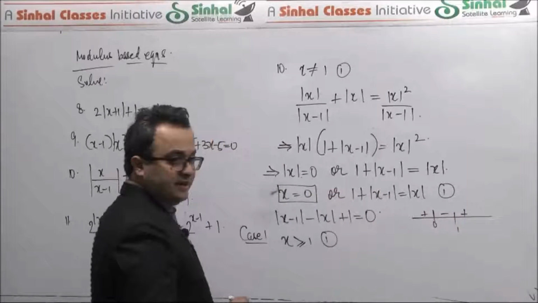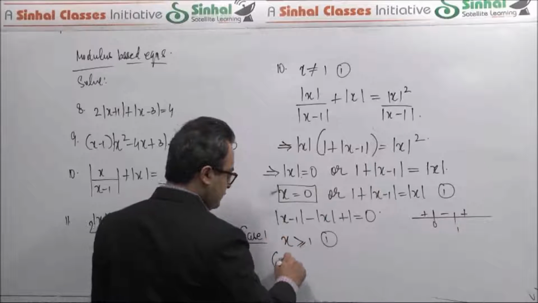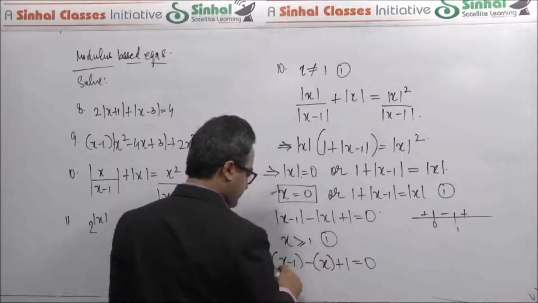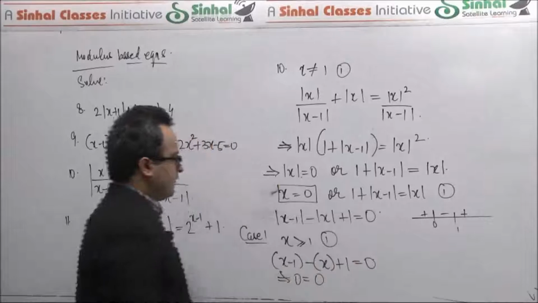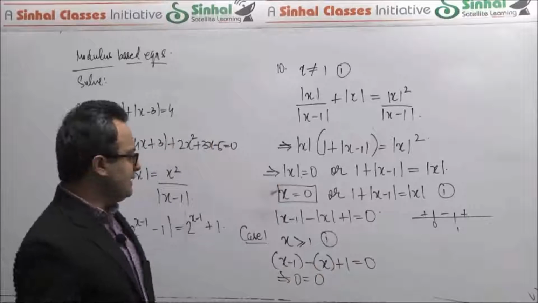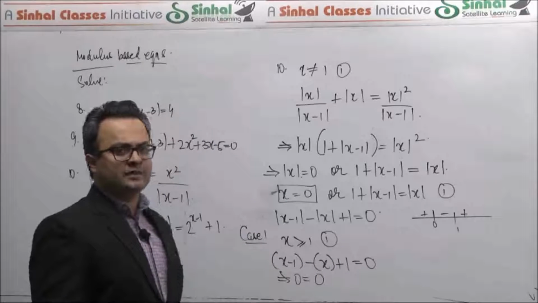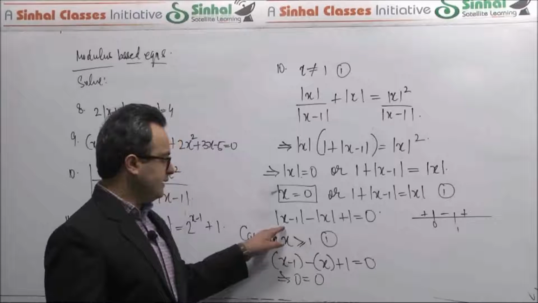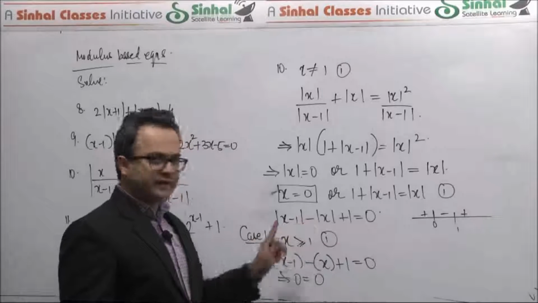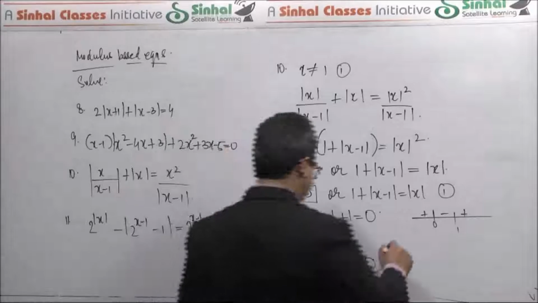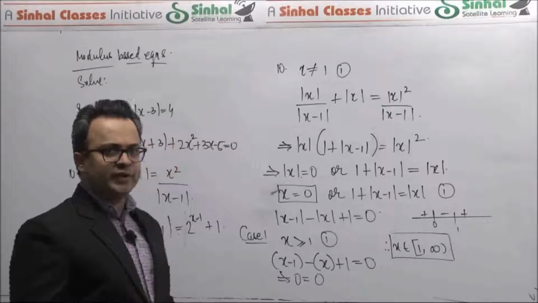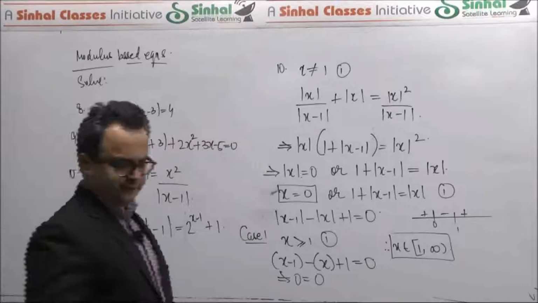In the first case, suppose x itself is greater than or equal to 1. So the mod x minus 1 is x minus 1, mod of x is x. So in the first case, I get the statement that 0 is equal to 0. What that basically means is that the equation is getting satisfied for all possible values of x, right? So it turns out that for any value of x which is greater than or equal to 1, the equation will definitely be satisfied. Interestingly, all possible values of x which are greater than or equal to 1 satisfy the given equation.